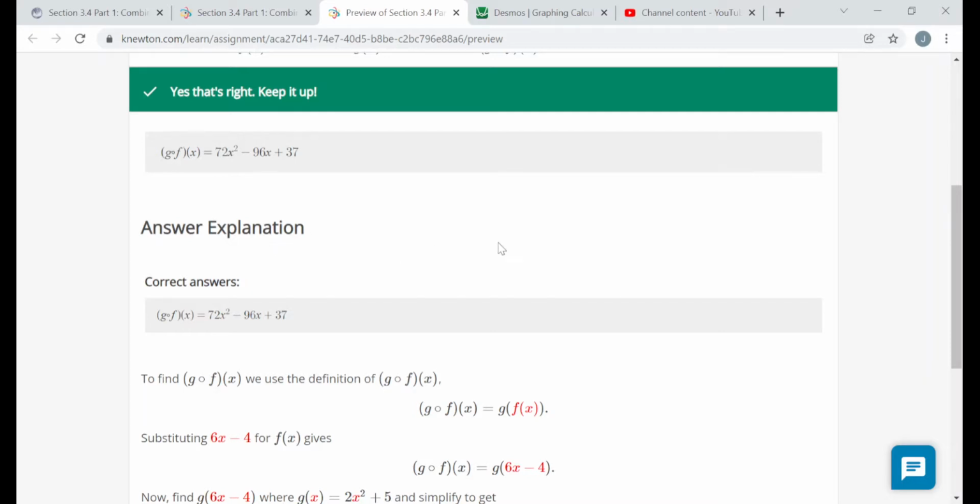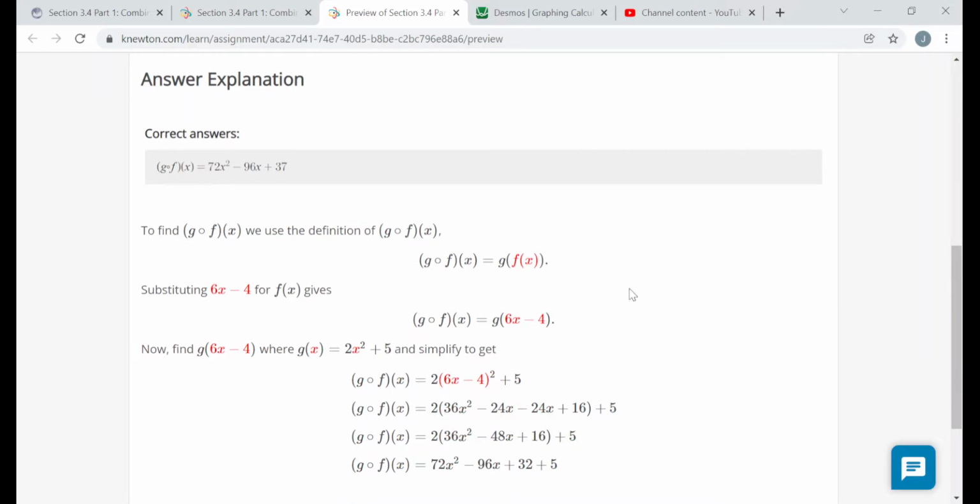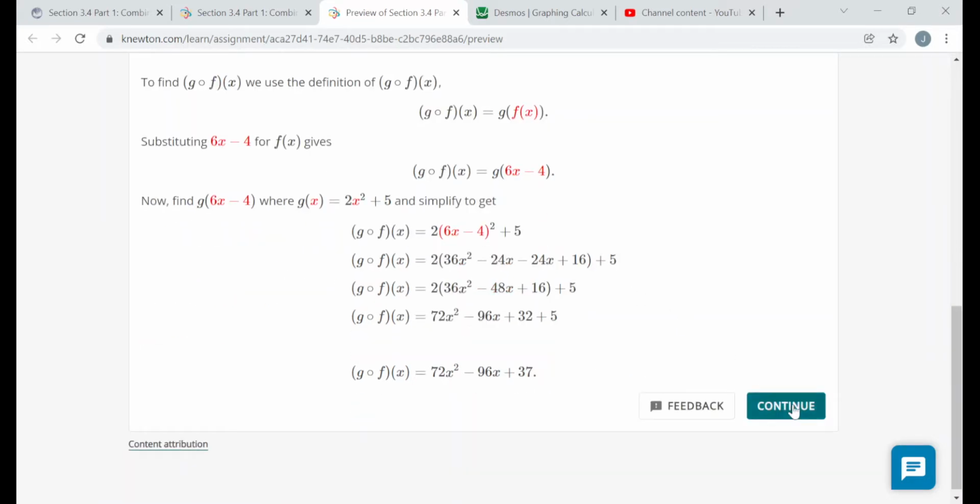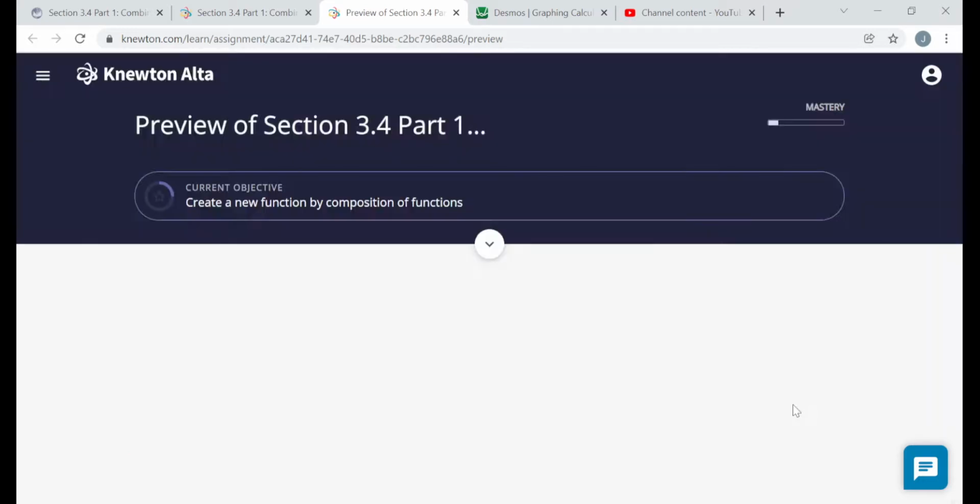Please read through the answer explanations, especially if you're wrong, right? Try to figure out why you were wrong, and hopefully you can fix your mistakes in the future, or learn from your mistakes. Okay. All right, next question.